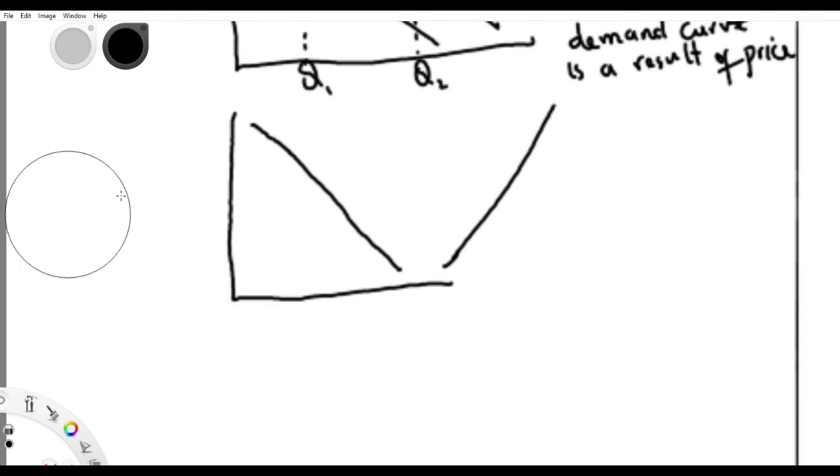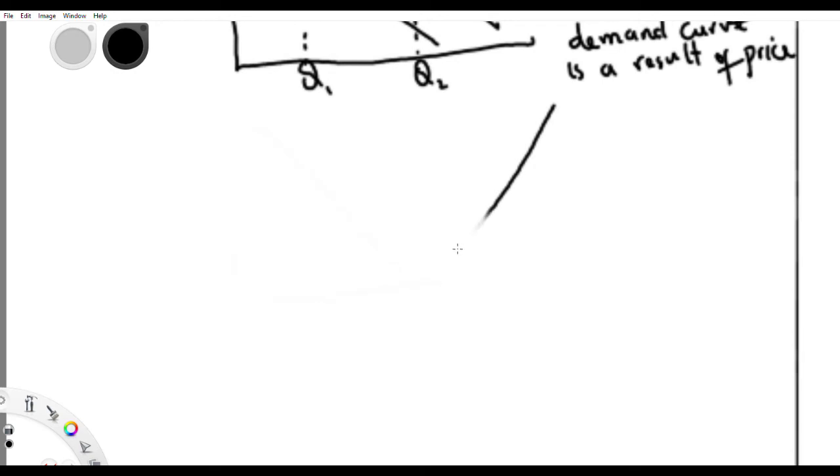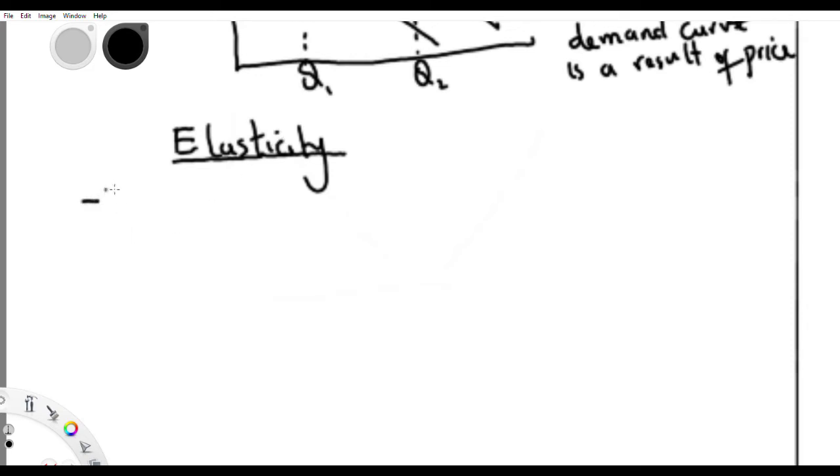Okay, and now there is elasticity. Let's go to elasticity. Elasticity is just the responsiveness of the quantity demanded to the change in price, the rate at which the quantity demanded changes as a result of change in price. That's what elasticity is all about. And how do you measure it? You use, number one, the point elasticity, and then there's also the arc elasticity.